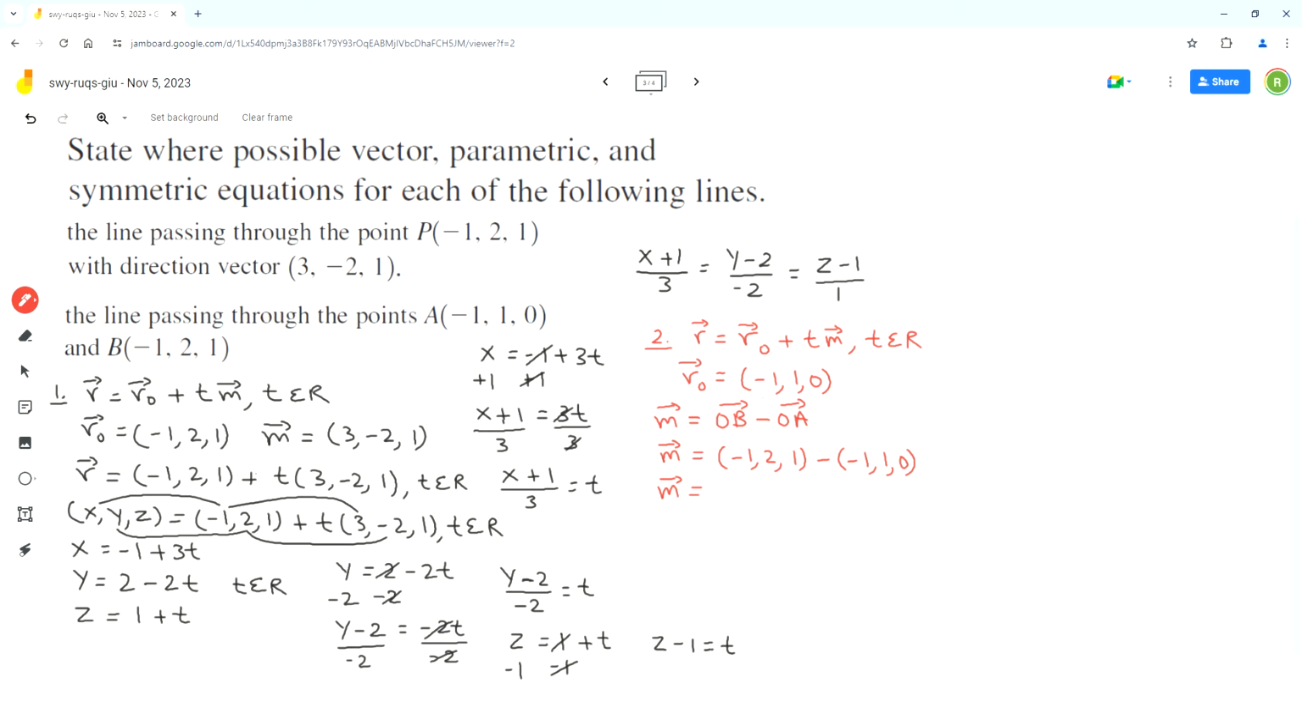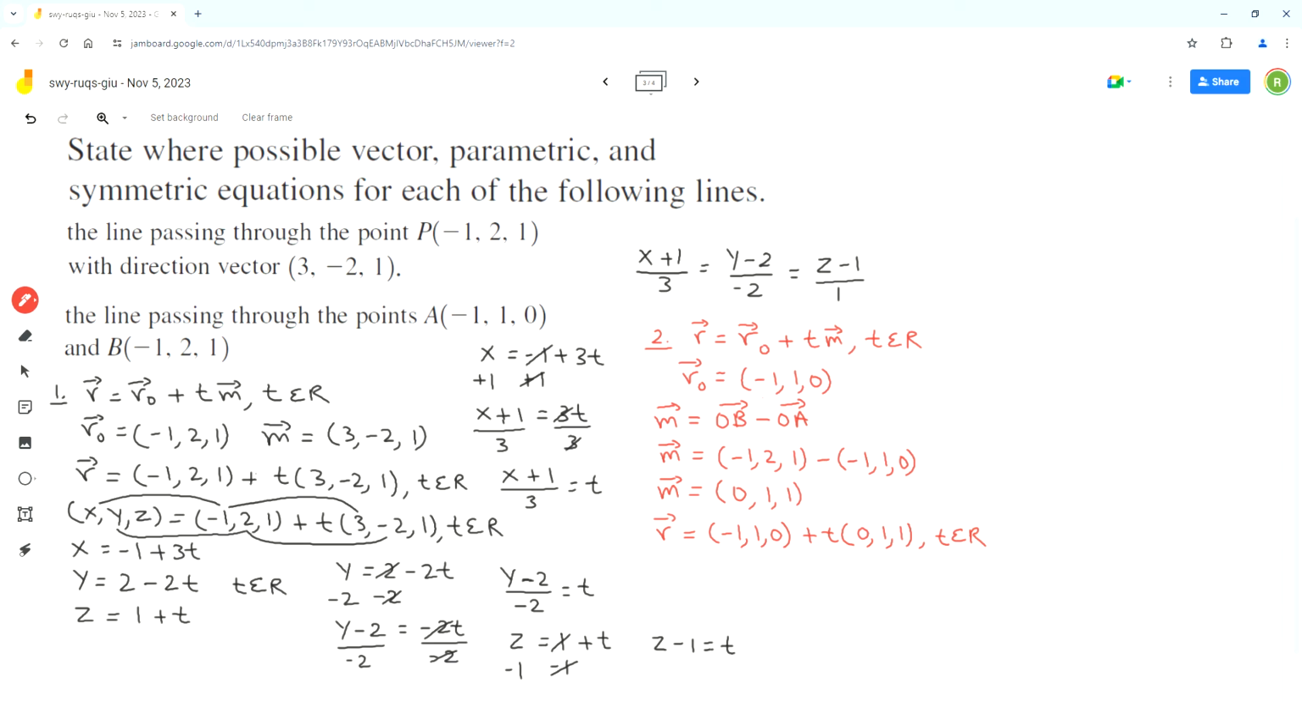Now we can subtract the vectors by subtracting their x, y, and z components. -1 minus -1 is equal to 0. 2 minus 1 is 1. And 1 minus 0 is 1. So this is the direction vector of the line. Now we can write the vector equation. So this is the equation of the second line in vector form.